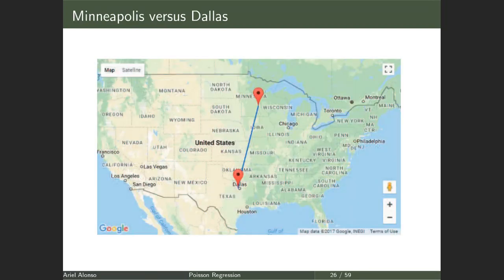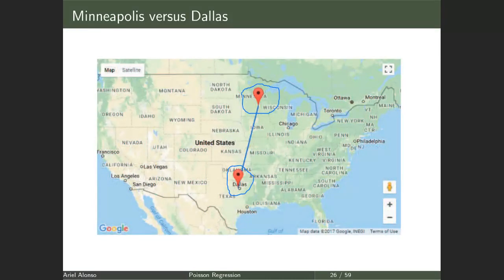Now, you may ask, why is the number of skin cancer cases much larger in Dallas than in Minneapolis? If you look at the map of the US, you immediately get an explanation for that. As you can see, Dallas is a lot more to the south than Minneapolis, and we know that the biggest risk factor for skin cancer is actually exposure to sunlight, to ultraviolet light.